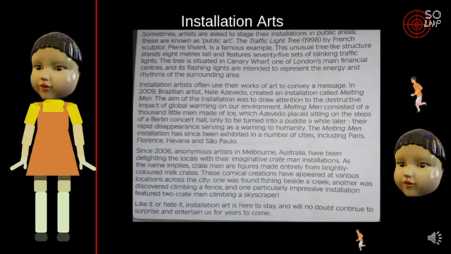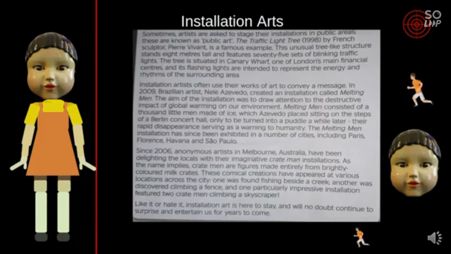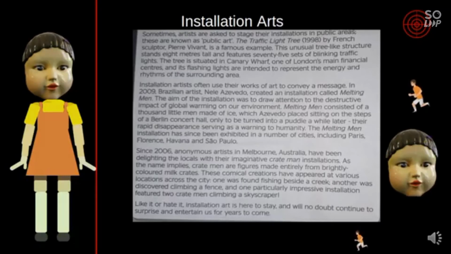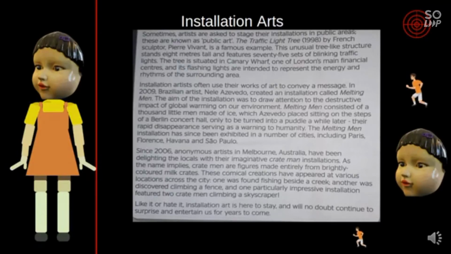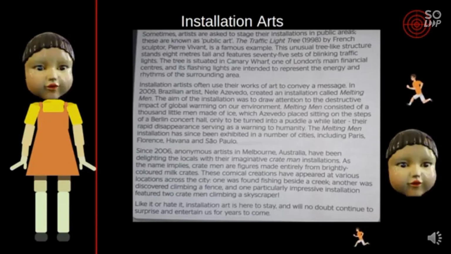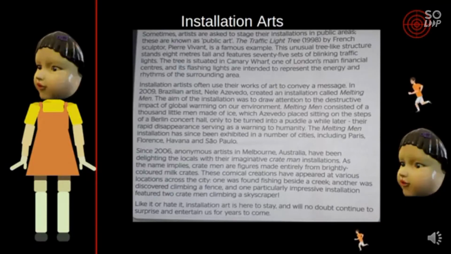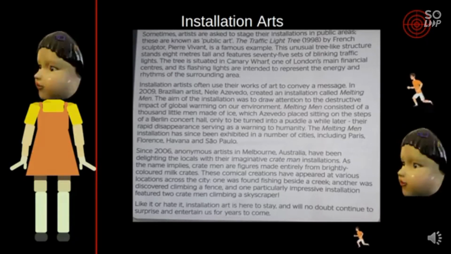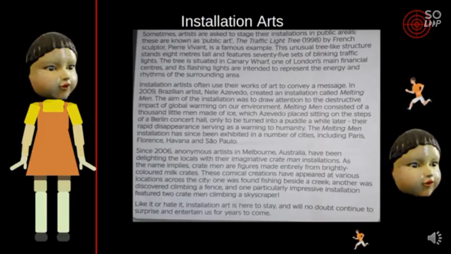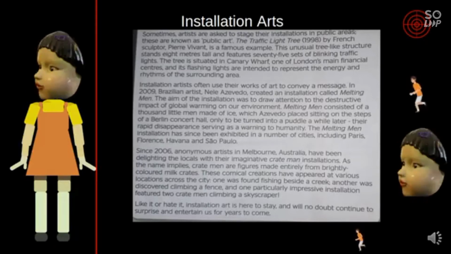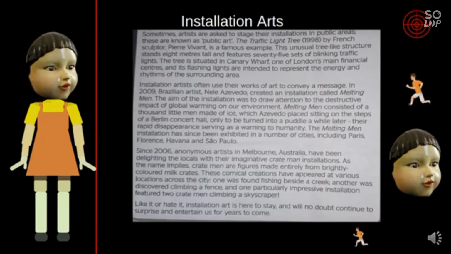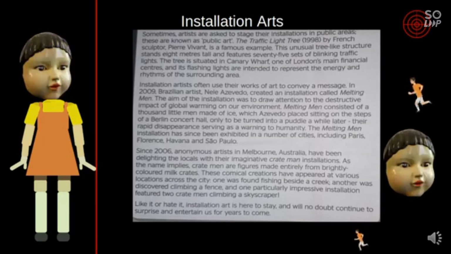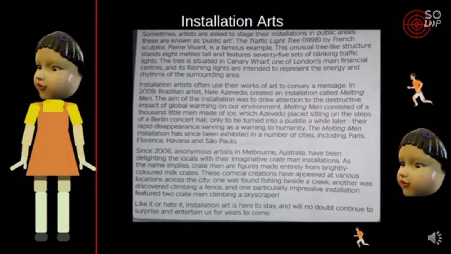Sometimes artists are asked to stage their installation in public areas. These are known as public art. The Traffic Light Tree, created in 1998 by French sculptor Pierre Vivant, is a famous example. This unusual tree-like structure stands 8 meters tall and features 75 sets of blinking traffic lights. The tree is situated in Canary Wharf, one of London's main financial centres, and its flashing lights are intended to represent the energy and the rhythm of the surrounding area.